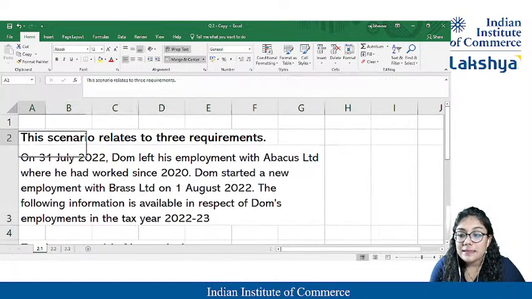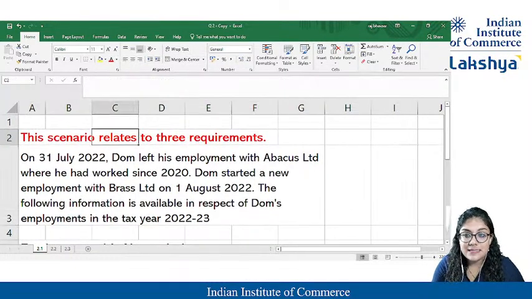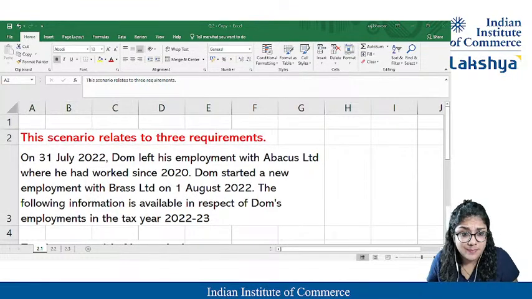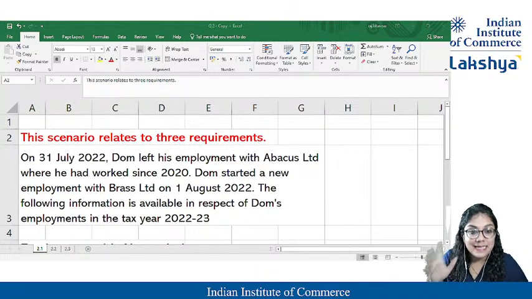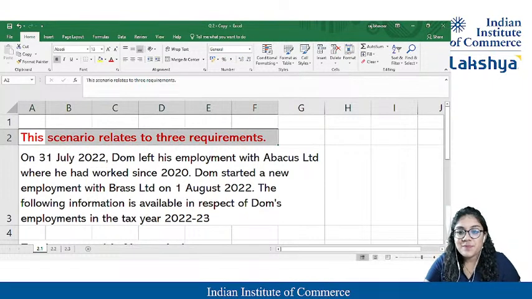This case scenario relates to three requirements, guys. It's the same question, meaning it's from the September-December 2022 paper. You can check this question there, but the dates and the rates are different, so accordingly we have made the changes.